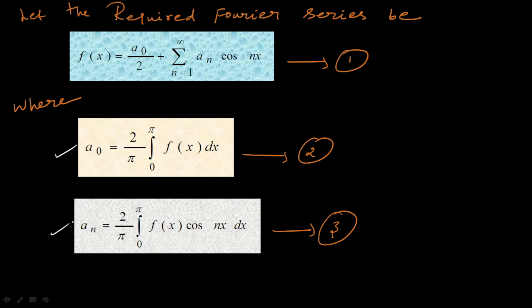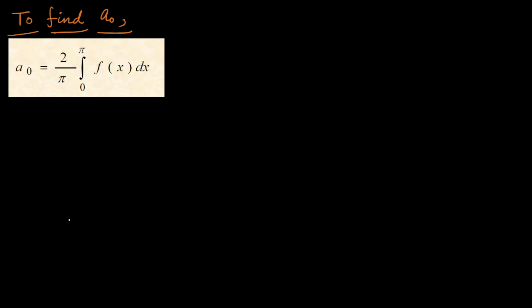So by making use of these two formulas, we calculate the values of a naught and a n, and substituting in the equation gives you the Fourier series representation of the given function f of x. Let me first calculate the value of a naught. So for that, what I am going to do is just replace f of x by the given function.